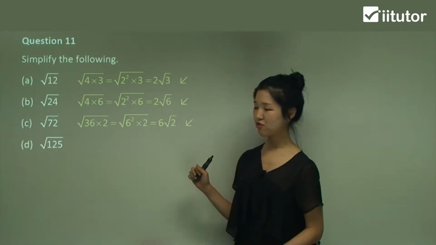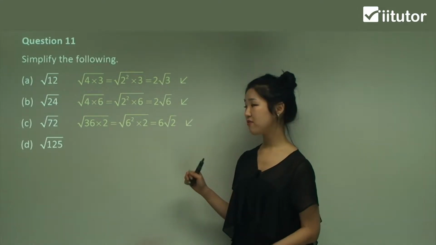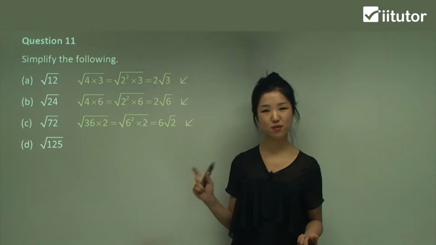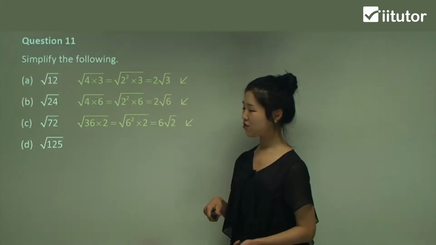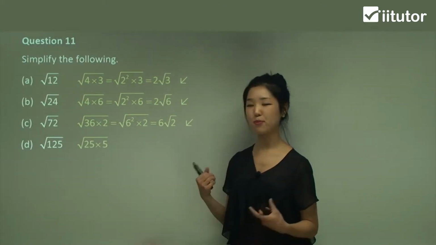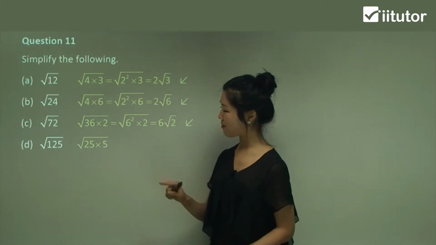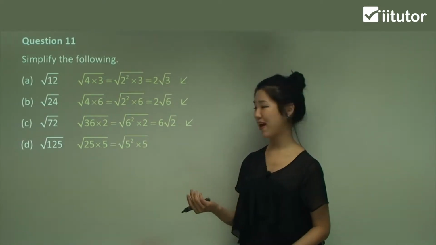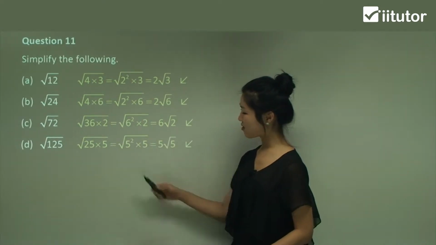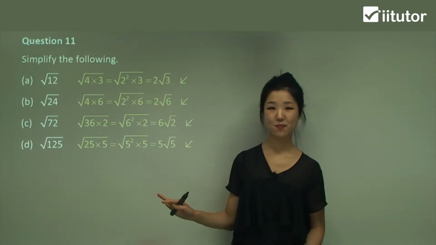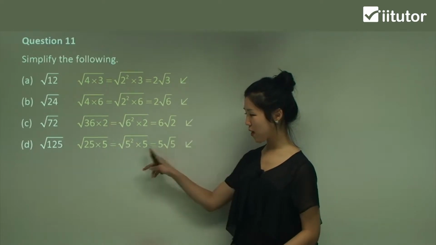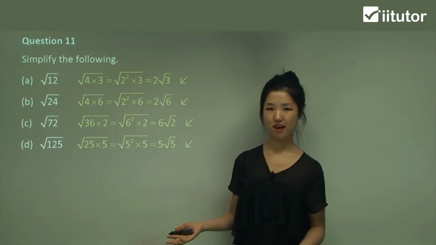D, root 125. Do a bit of calculation, guys. Do a bit of trial and error. I want you to try and figure this out. Well, I know that 125 is 25 times 5. And you know that 25 is a square number, isn't it? It's 5 squared. So the 5 pops out and the other 5 just remains in. So 5 root 5 is your answer. Whatever is not a square number, you just leave inside the root. That's the idea.